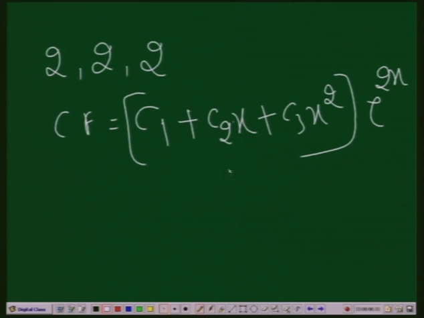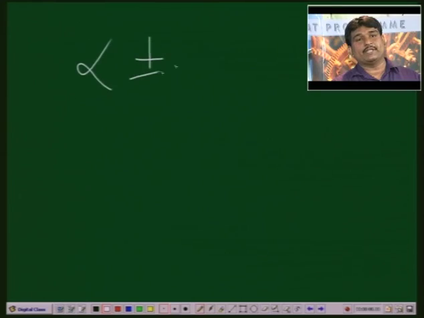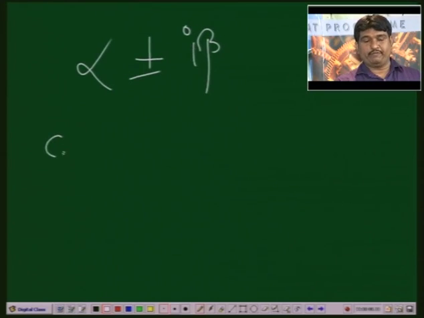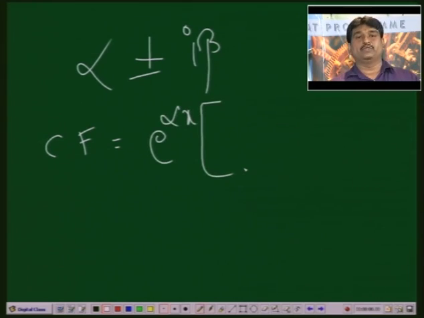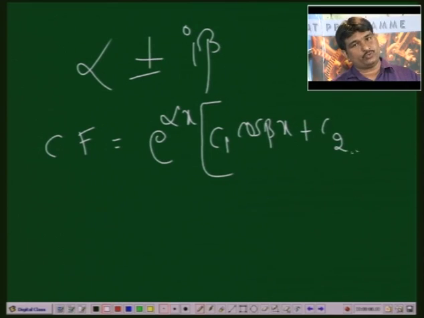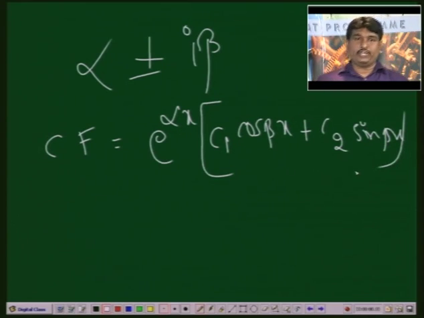Suppose roots are complex, alpha plus or minus i beta. Then the complementary function is e to the power of alpha x, where alpha is the real part, into (C1 cos beta x plus C2 sin beta x). Same thing, a similar rule can be applied if complex roots are repeated. This is with respect to the complementary function.